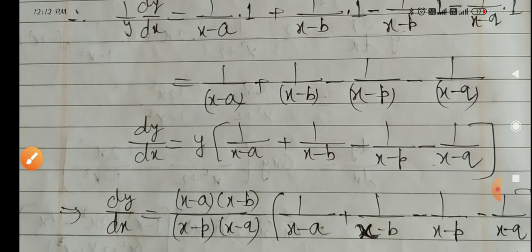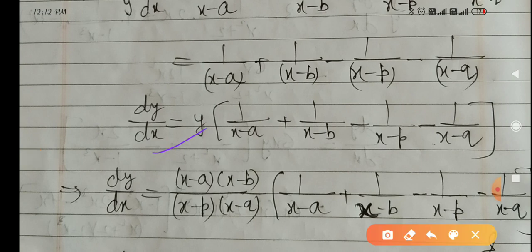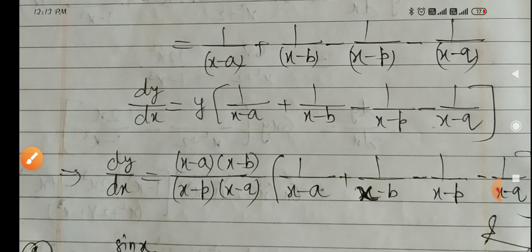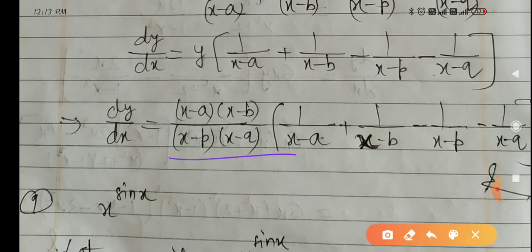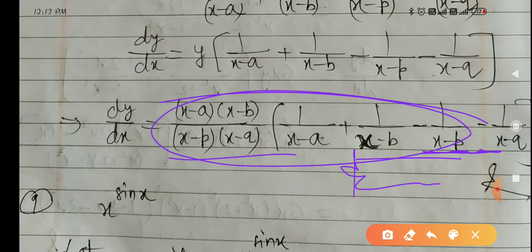Now you can take this y to the RHS. So y into, in bracket, 1 upon x minus a plus 1 upon x minus b minus 1 upon x minus p minus 1 upon x minus q. Put the value of y. When you put the value of y, you will get (x minus a) into (x minus b) upon (x minus p) into (x minus q), bracket starts, 1 upon x minus a plus 1 upon x minus b minus 1 upon x minus p minus 1 upon x minus q. This is the final answer.